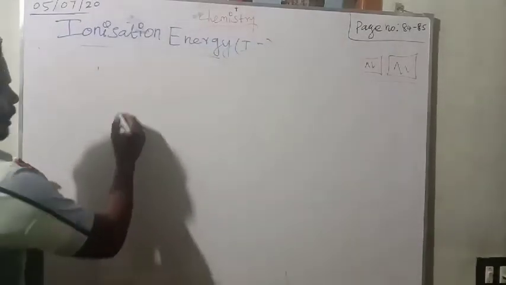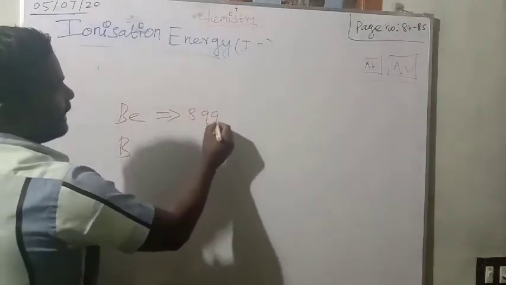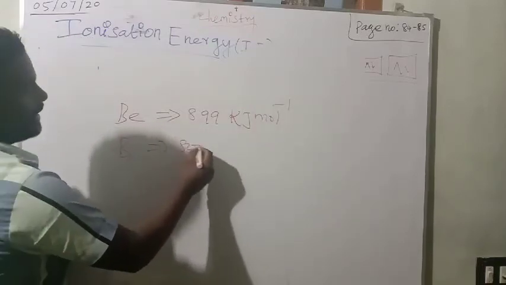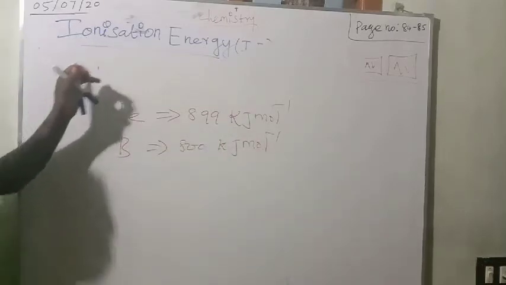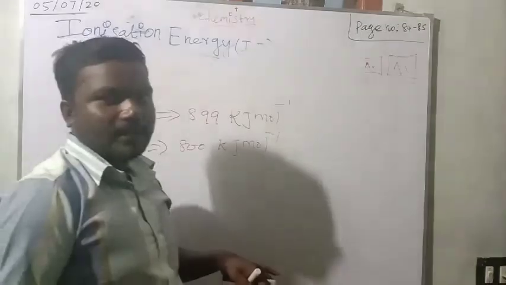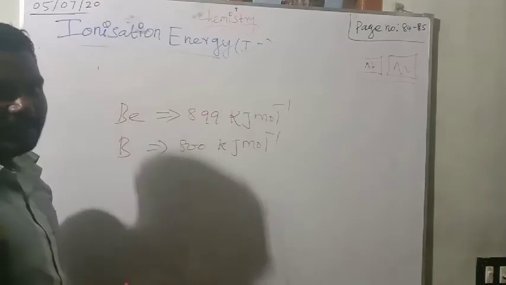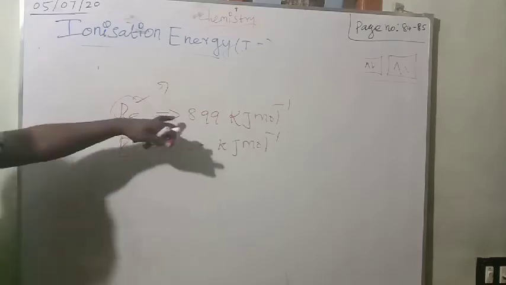What is the ionization energy of beryllium and boron? Beryllium is given as 899 kilojoule per mole. What about boron? Only 800 kilojoule per mole. So according to our theory, left to right, ionization energy will increase. But next to beryllium only boron is present. Because of the completely filled nature, beryllium has higher ionization energy than boron.